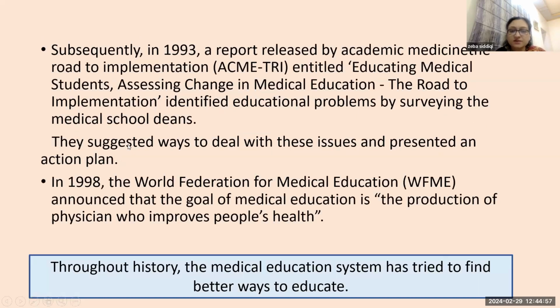Subsequently, in 1993, a report released by Academic Medicine, titled Educating Medical Students, Assessing Change in Medical Education, The Road to Implementation. This report identified educational problems by surveying the medical school deans, suggested ways to deal with these issues, and presented an action plan. In 1998, the World Federation for Medical Education announced that the goal of medical education is the production of a physician who improves people's health.